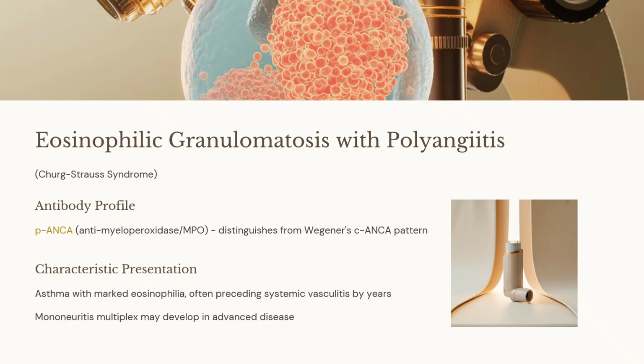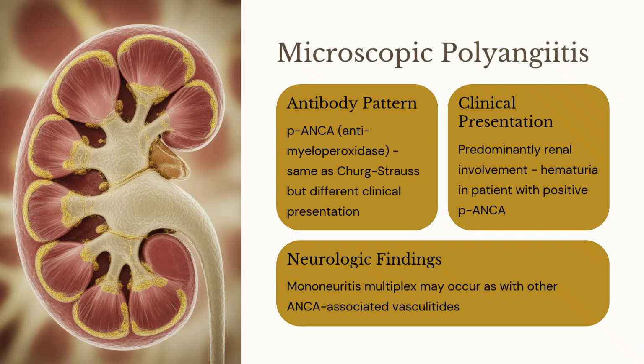Mononeuritis multiplex can present in any of these diseases. Microscopic polyangiitis is again a P-ANCA anti-myeloperoxidase antibody pattern similar to Churg-Strauss, but the clinical presentation will be different. They will have a predominant renal involvement, presenting with hematuria in a patient with a positive P-ANCA.